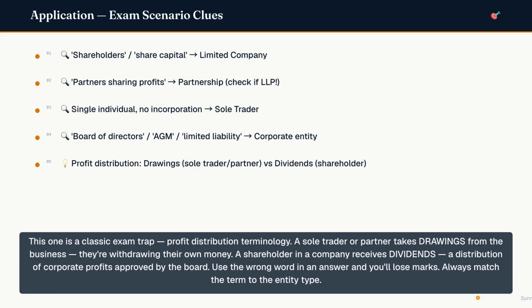This one is a classic exam trap: profit distribution terminology. A sole trader or partner takes drawings from the business. They're withdrawing their own money. A shareholder in a company receives dividends, a distribution of corporate profits approved by the board. Use the wrong word in an answer and you'll lose marks. Always match the term to the entity type.